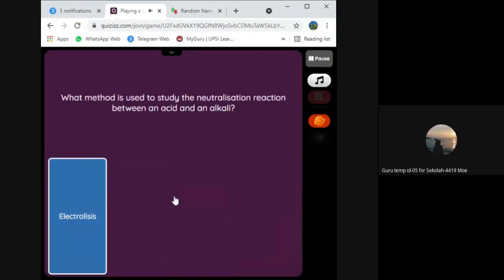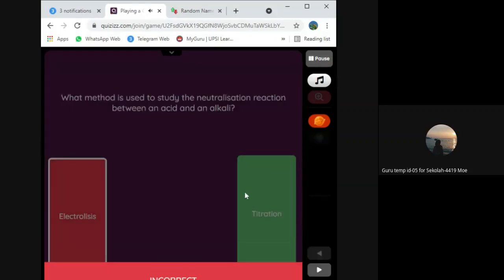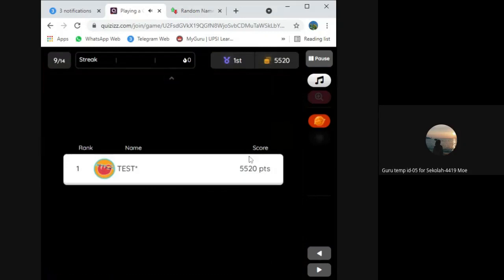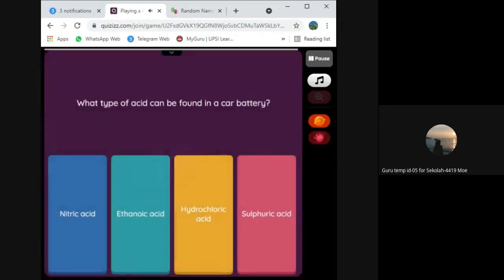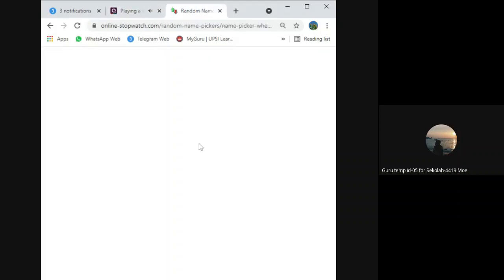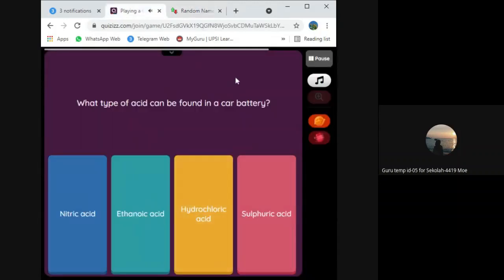Okay, this one is absent. We skip. Okay, next person. Okay, Aisyah wanted to answer just now, right? So what type of acid can be found in a car battery? Ethanoic acid. Okay, ethanoic acid is acetic acid, for vinegar. Meanwhile, nitric acid is for fertilizers. So, sulfuric acid. Okay, the answer is sulfuric acid.